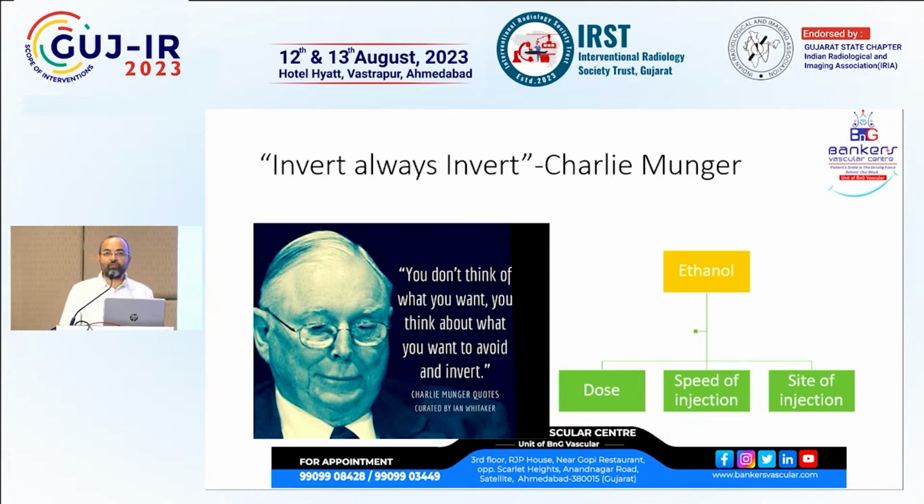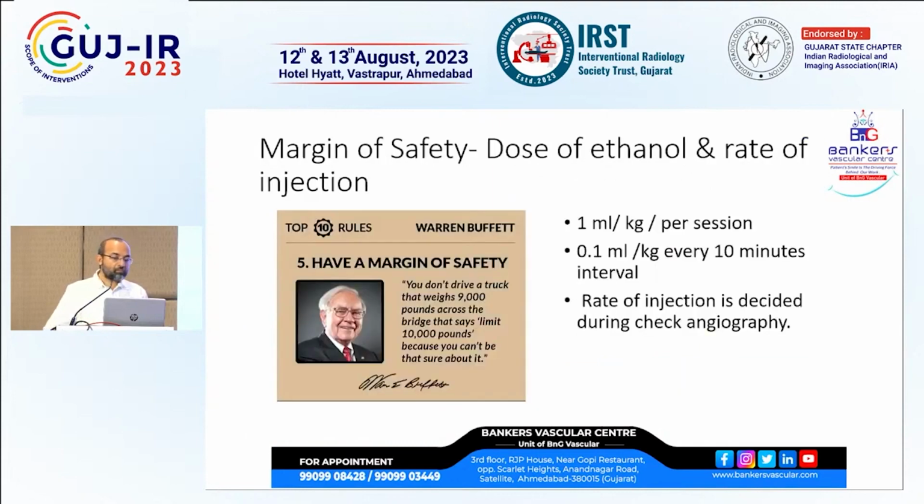So if I want to reduce the complications of ethanol for the treatment of vascular malformation, if I invert it, then I find that to avoid the complications of ethanol, I have to take care of these three things. First, the dose, the speed of injection, and the site of injection. Let me show you one by one.